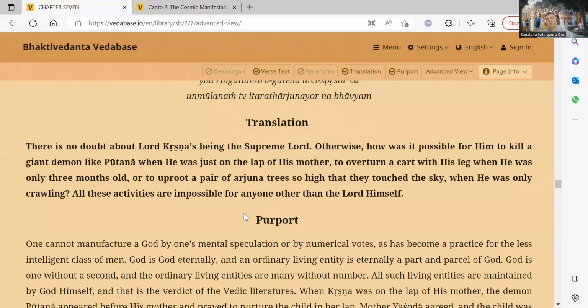There is no doubt about Lord Krishna being the Supreme Lord. Otherwise, how was it possible for him to kill a demon like Putana when he was just on the lap of his mother, or overturn a cart with his leg when he was only 3 months old, or to uproot a pair of Arjuna trees so high that they touched the sky when he was only crawling? All these activities are impossible for anyone other than the Lord himself.